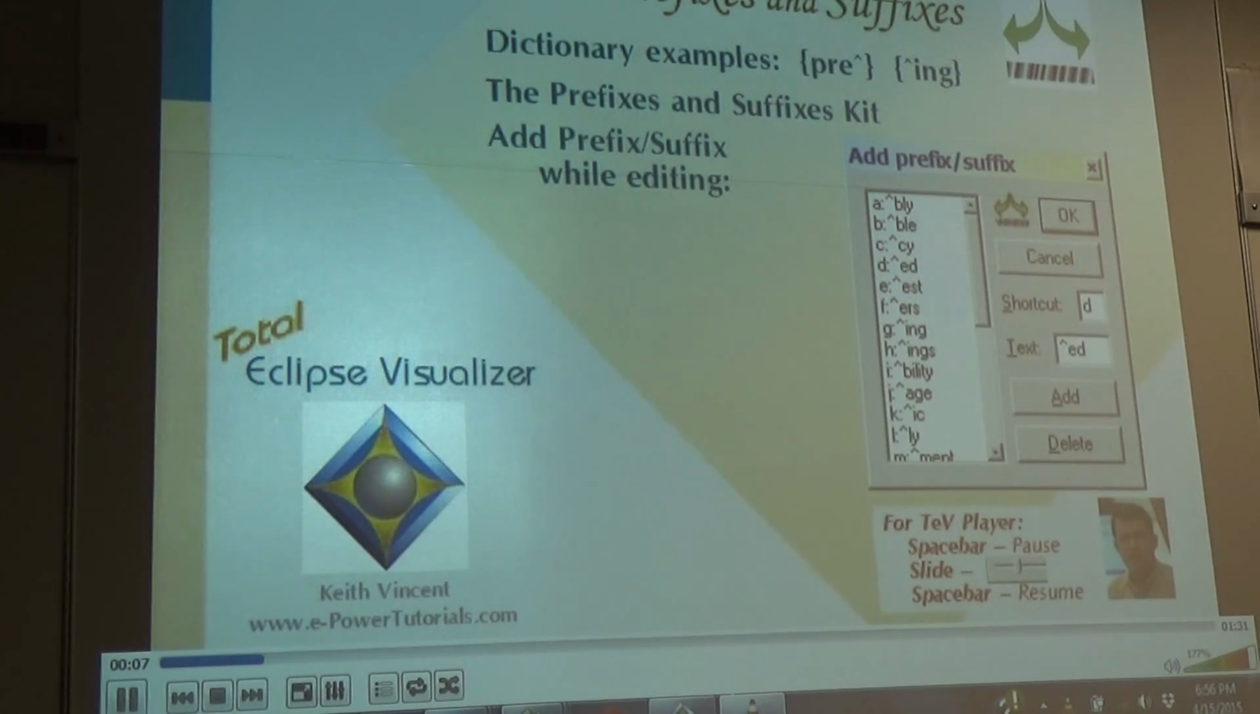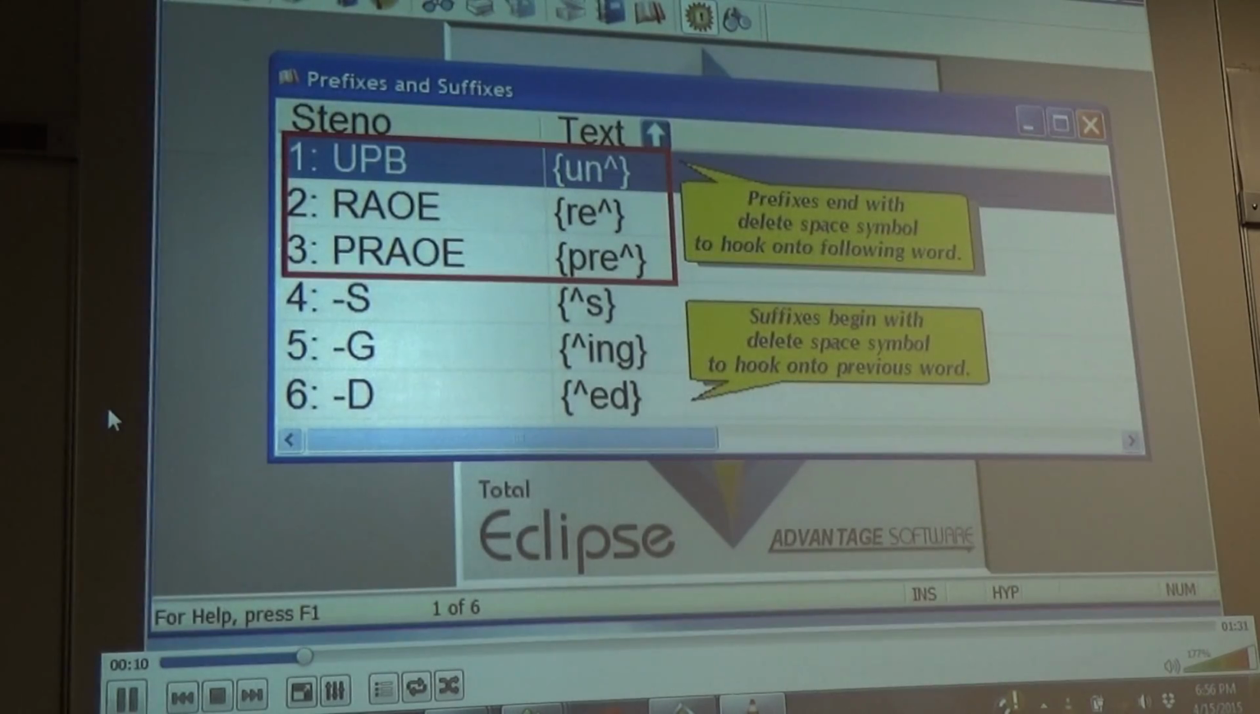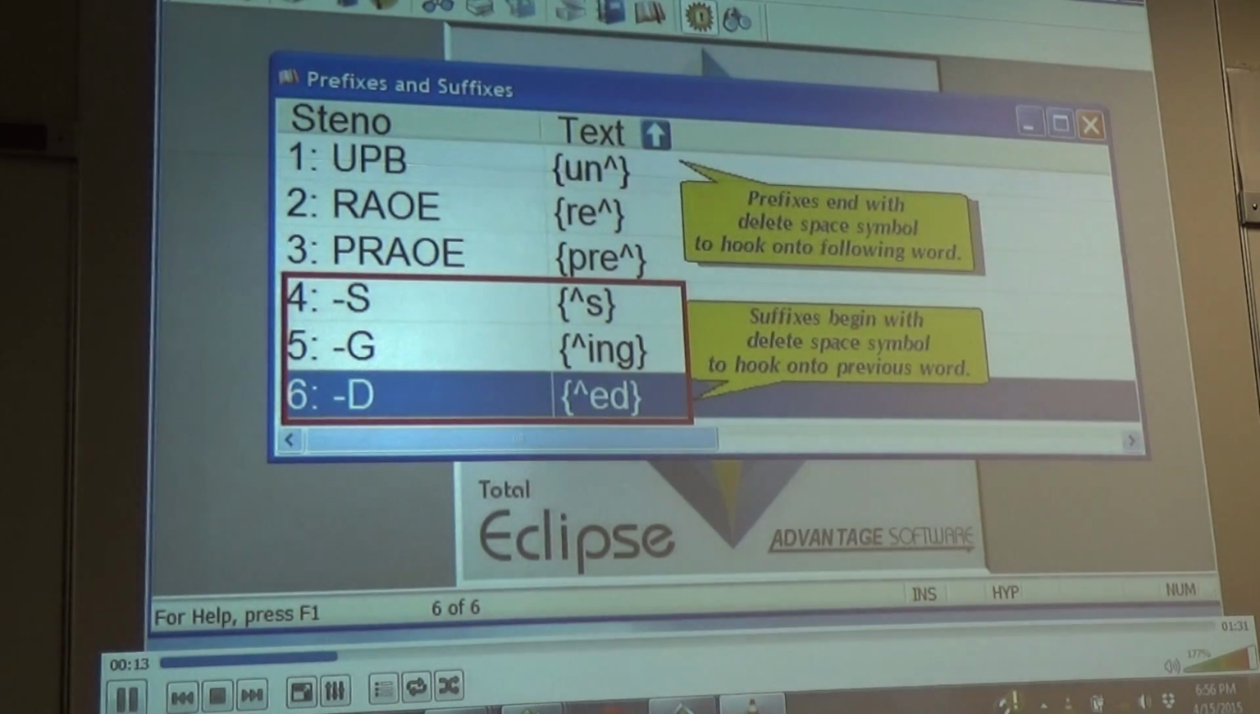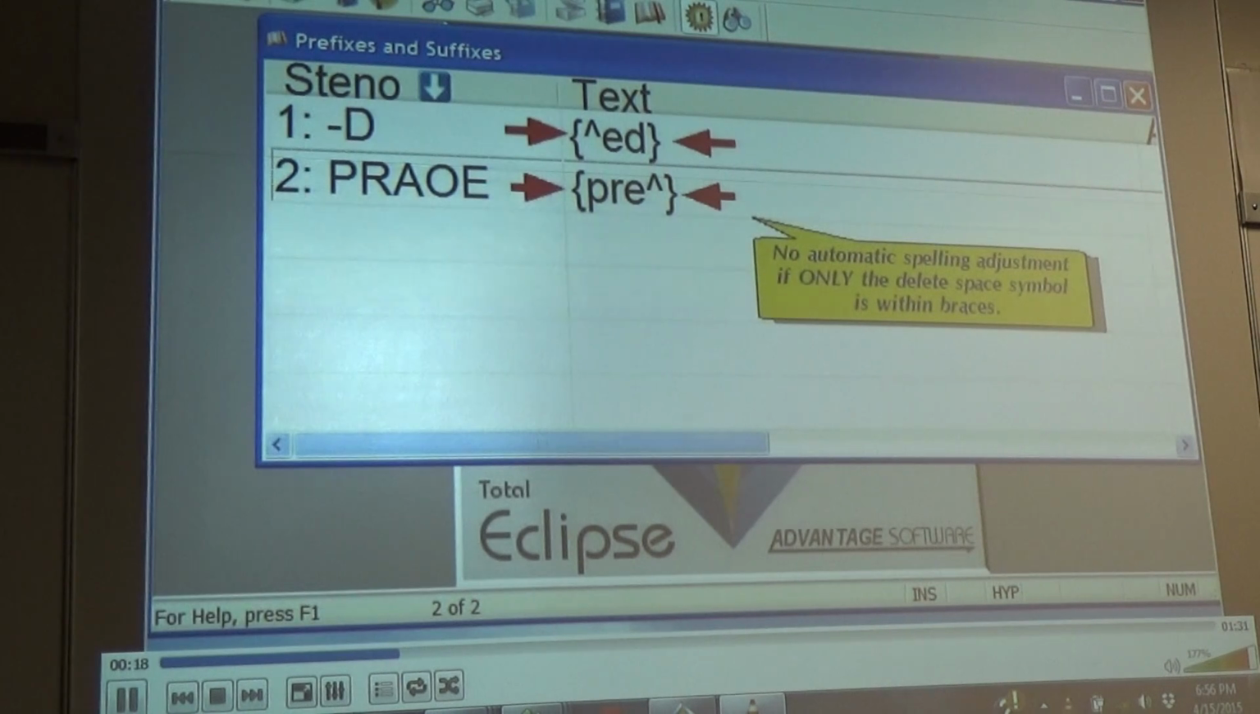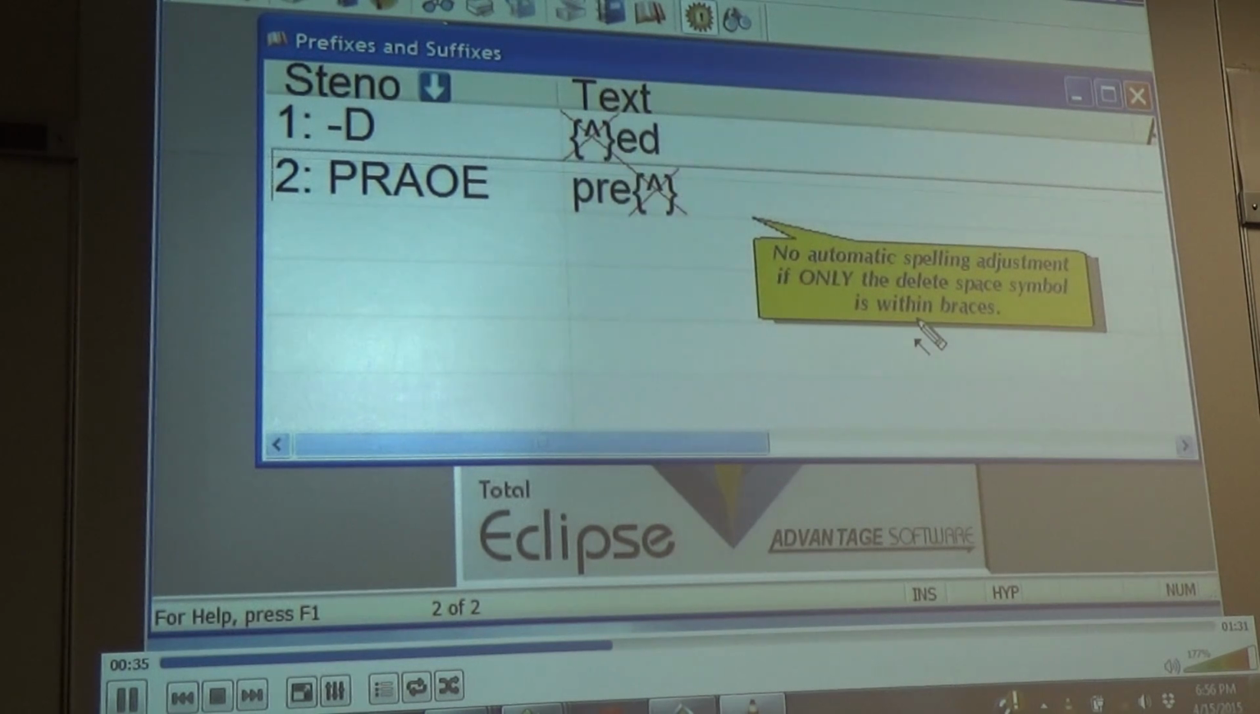Your Steno dictionary probably includes common prefixes to hook onto a following word, and suffixes to hook onto a previous word. Eclipse does a great job of adjusting spellings as it adds prefixes and suffixes, but please remember, it will only adjust the spellings if braces surround both the delete space symbol and the prefix or suffix text. Eclipse will not automatically adjust spellings if only the delete space symbol is within braces.